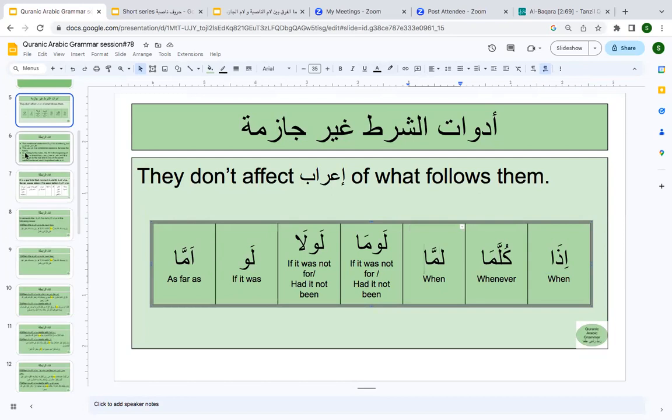I will do it a little later. So 1, 2, 3, these are ism. Lauma, laula, law, amma, they are all harf.